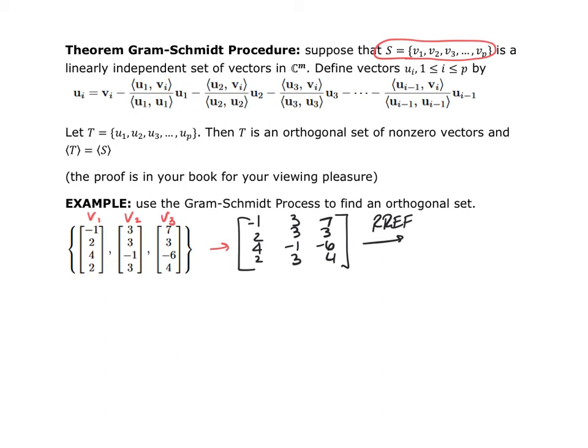And my matrix in RREF form is 1, 0, 0, 0, 1, 0, 0, 0, 1, 0. And because the number of pivots equals the number of vectors in my set, we know that these are linearly independent. I have 3 pivots and I have 3 vectors. Now, let's do the Gram-Schmidt. The first thing is that V1 is equal to U1. So right out of the gate, I know what my first vector is. To find my next vector in the orthogonal set, it will be U2.